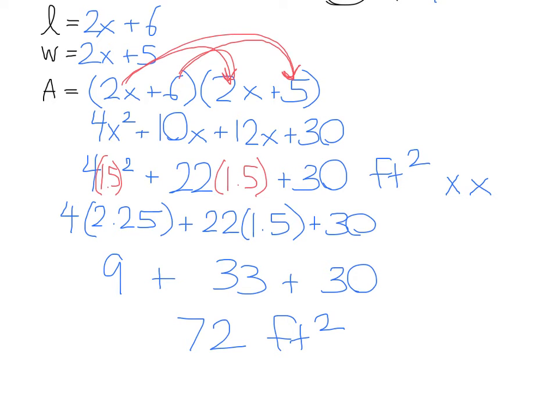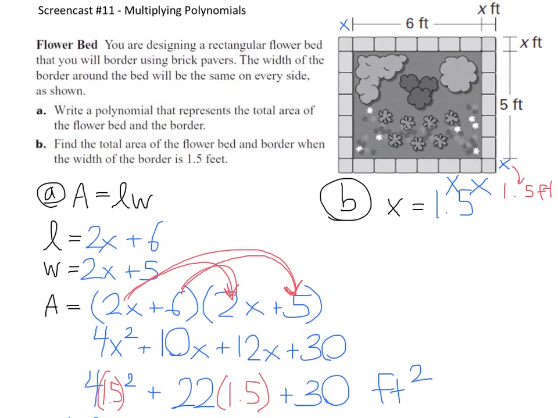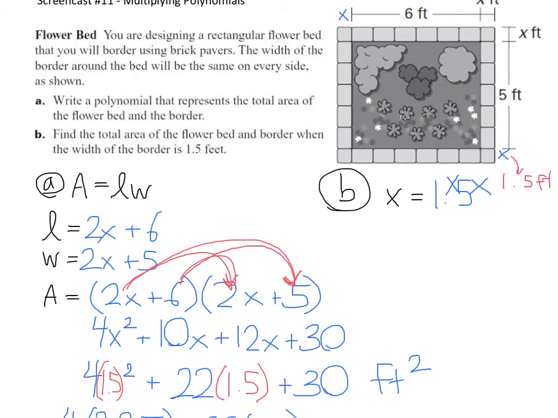So therefore what we have found is the area of the total flower bed and the brick pavers. Thus, once again concluding that we have our answer right here. We have found the total area of the flower bed and the border when the width of the border is 1.5 feet. The entire area is 72 feet squared.